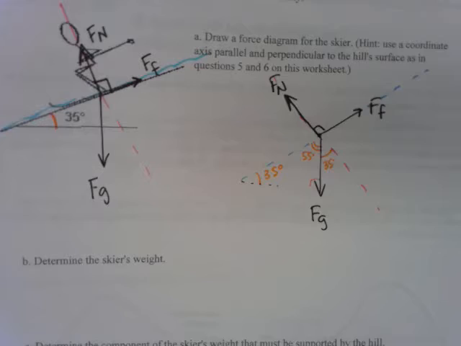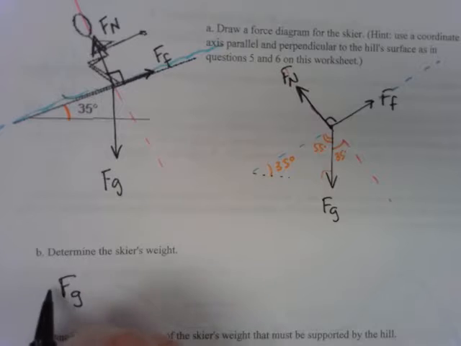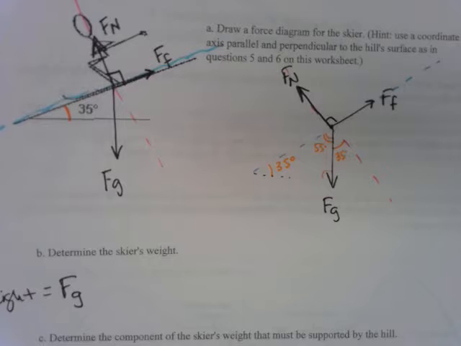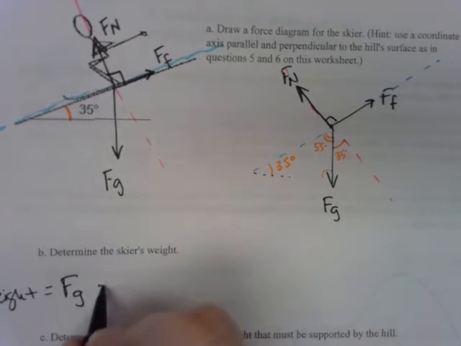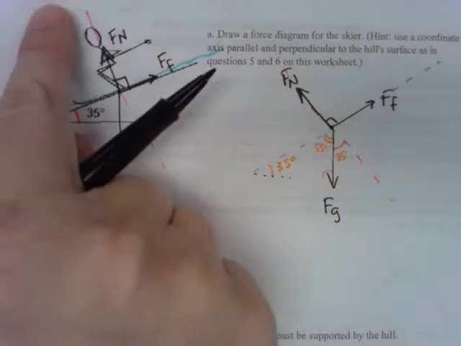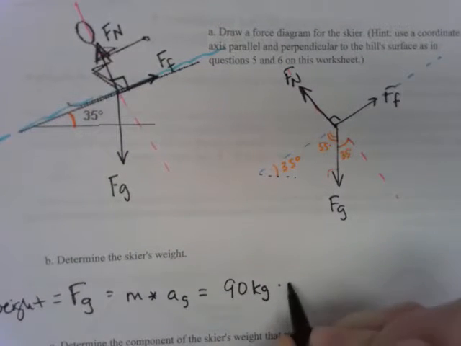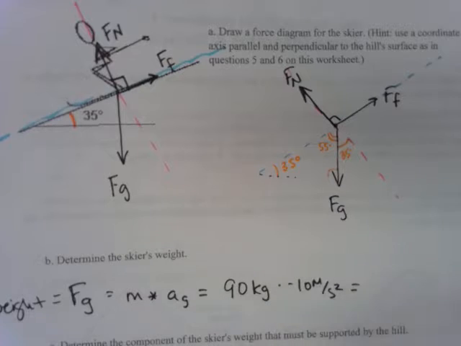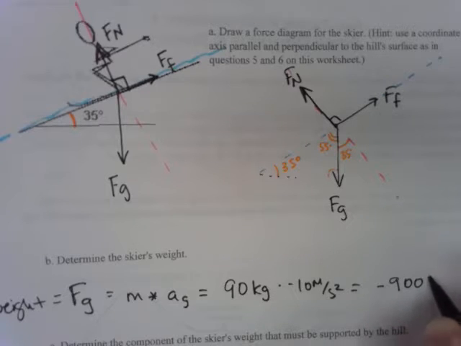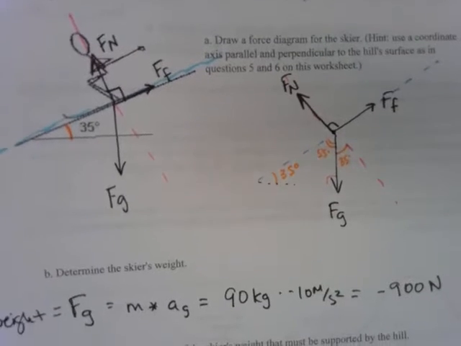So if I want to determine the skier's weight, remember the weight is going to be equal to the force due to gravity, because weight is different than mass, especially in physics class. So that's going to be mass times acceleration due to gravity. We're told that our skier has a mass of 90 kilograms. So we're going to do 90 kilograms times minus 10 meters per second squared, so that our weight, our force due to gravity for our skier, is going to be minus 900 newtons. So that's what we should have for the answer to part B.